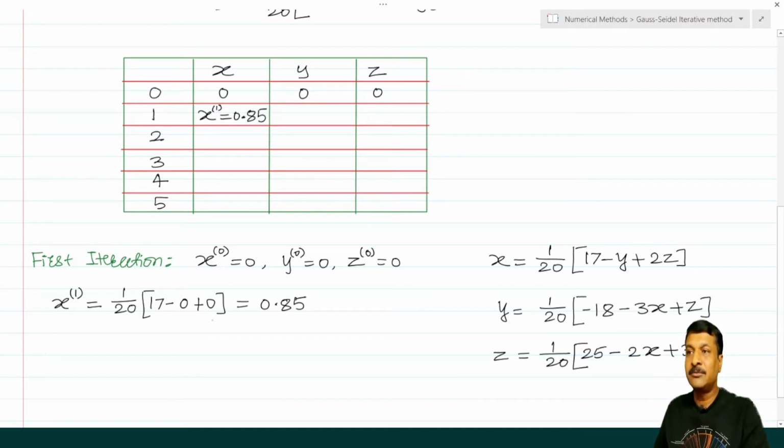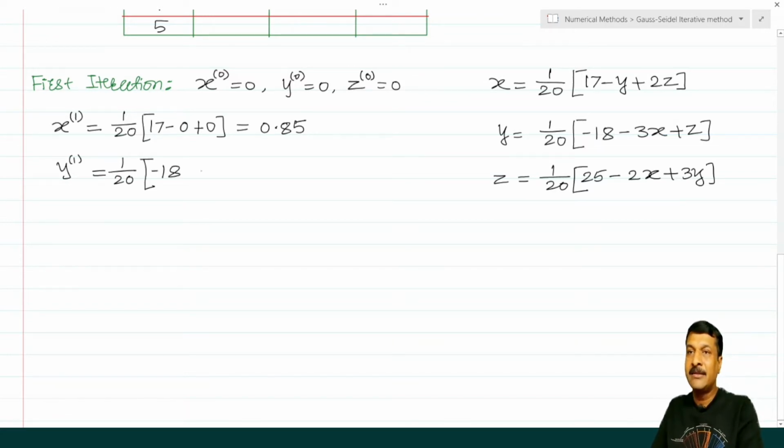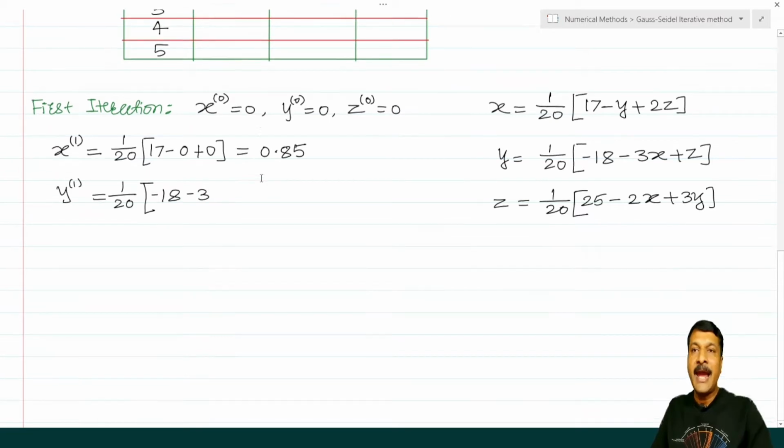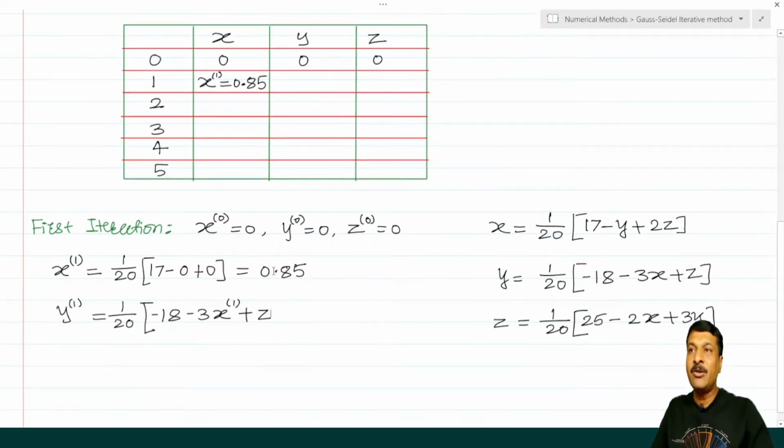Next value. What is the next value? y at first position. So what is the formula or equation? This is y. So here 1 by 20 minus 18. So here I will consider 1 by 20. This is the first example. That is why I will write the recent value 3x, which is the recent value of x, that I will denote here by x1 first position, plus z, which is the recent value of z, position is 0 means last value of z. So next time I will write directly.